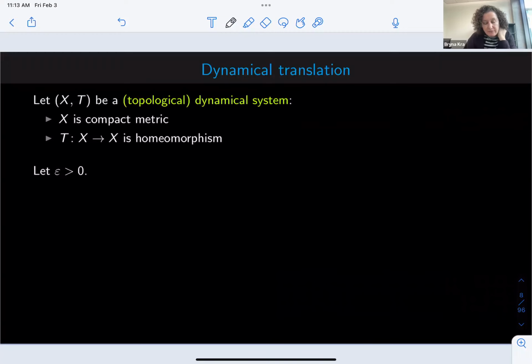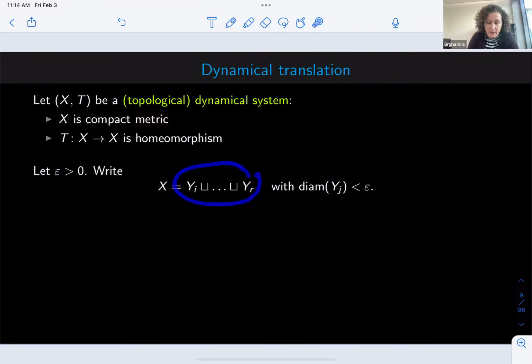Fix an epsilon. Since the space is compact, you can chop it up into finitely many pieces. These are Y1 union through YR. The number of pieces is going to correspond exactly to the partition that we started with over in the integers. But for now, all I care is that you've chopped it up any which way, Y1 up to YR, where the diameter of each of these pieces is less than epsilon. That's the epsilon that was fixed here.